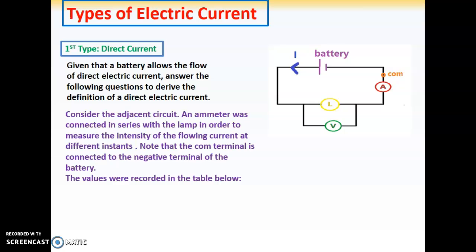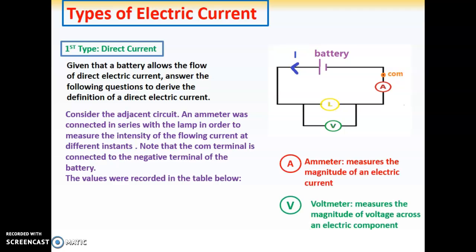An ammeter was connected in series with the lamp in order to measure the intensity of the flowing current at different instants. As you can see in the figure here, the COM terminal of the ammeter is connected to the negative terminal of the battery, while the other terminal of the ammeter is not directly connected to the other terminal of the battery. There is another electric component in between. So that's why we consider the ammeter to be connected in series. Now note that the COM terminal is connected to the negative terminal of the battery. The values were recorded in the table below.